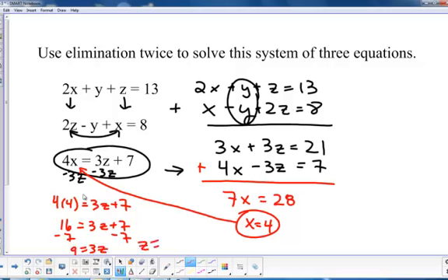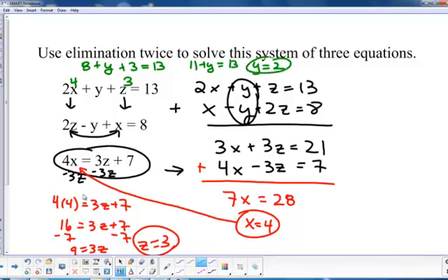So z equals 3. And now that I know x and z, I can pick one of these to plug it into to solve for y. So my x is 4 and my z is 3. So I have 8 plus y plus 3 equals 13. So 11 plus y is 13. So y would have to be 2. Now I can write this solution as my x value, then my y value, then my z value.